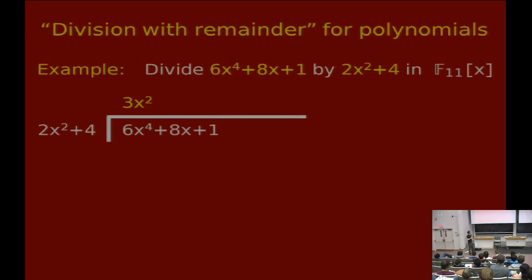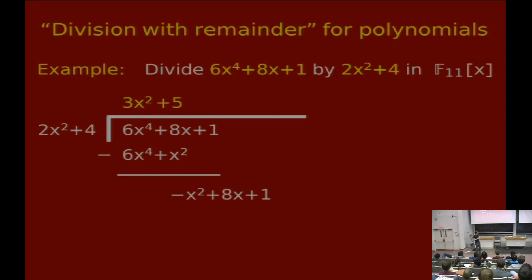So you should choose 3x squared. I'll do this example. Hopefully you'll get the gist of it. So you multiply this thing by 3x squared. You get 6x to the fourth plus x squared. Then you subtract. And you get minus x squared plus 8x plus 1. And then you say, I should multiply this divisor again by something to match up with the highest degree here.